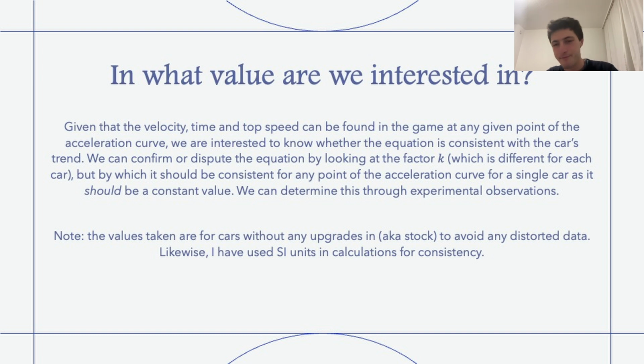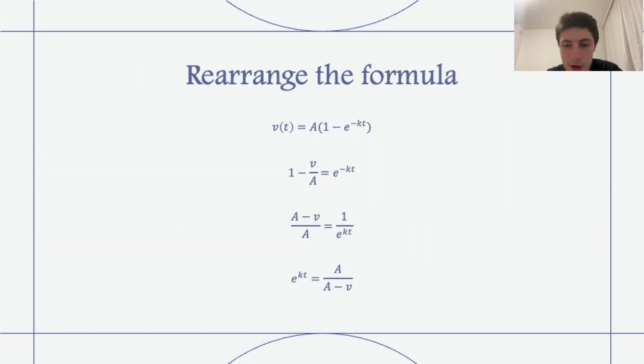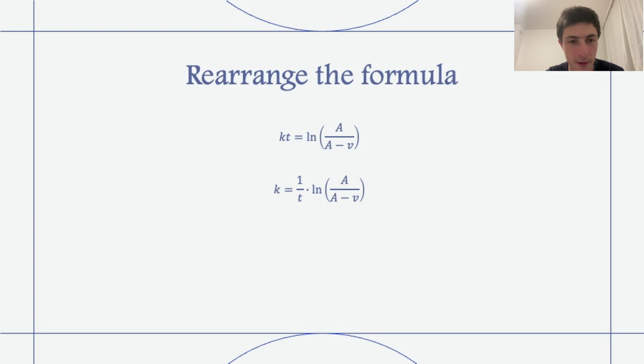But first we need to prove this, right? So we need to find if this is consistent. So first I rearranged the formula, right, to make everything dependent on k. So we want to find k, so we want to find values that would fulfill this k value.